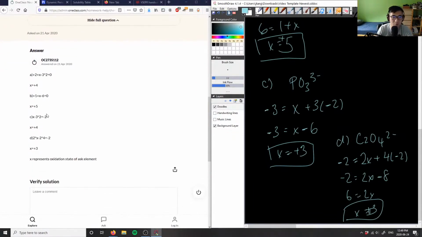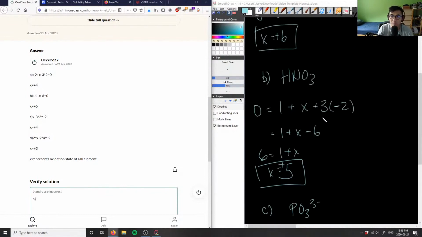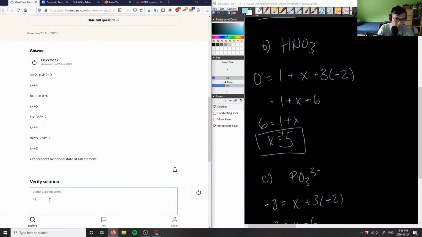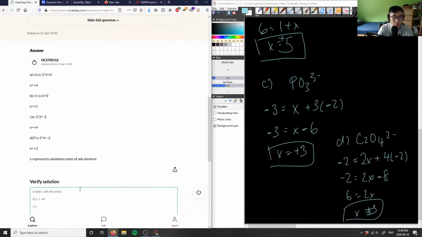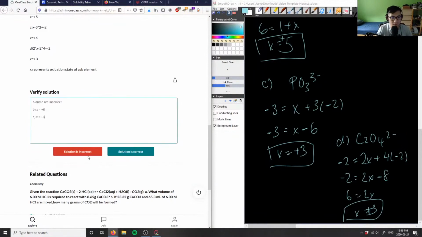So B and C are wrong here. B and C are incorrect. So the math for B was: B is equal to +6. This is going to equal +6. And for C here, C is equal to +3, not +4. So they're incorrect answers here.